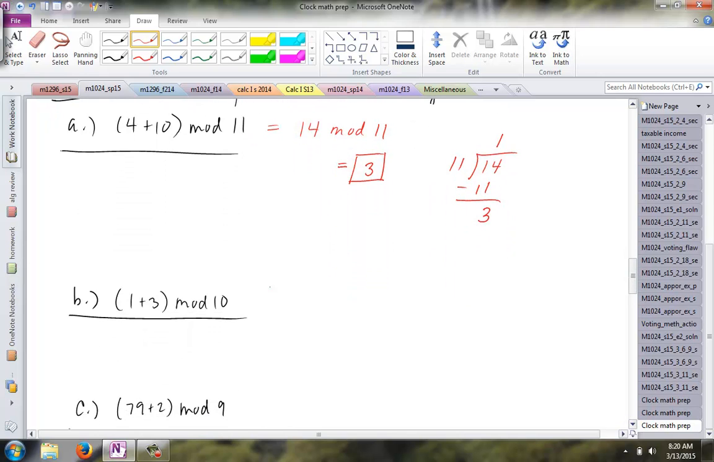Okay, let's look at another situation. 1 plus 3 in parentheses mod 10. So what do we do first? Yeah, and so we get 4 mod 10. Now think of this as the same interpretation as the one before. Where are we in a cycle of 10 when we're at 4? And I bet you can get the answer.